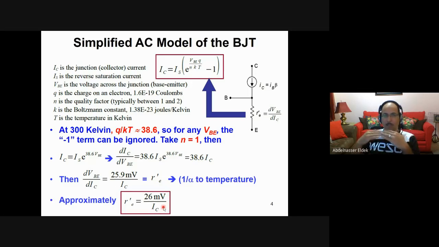Usually if you want to calculate this RE prime, how do you do that? Remember how we calculated IC in the previous chapters? We do the same. Usually we use the input loop. You apply Kirchhoff's voltage law in the input loop to calculate IC, and from this IC you can calculate RE prime. So this is what we will do in this chapter.